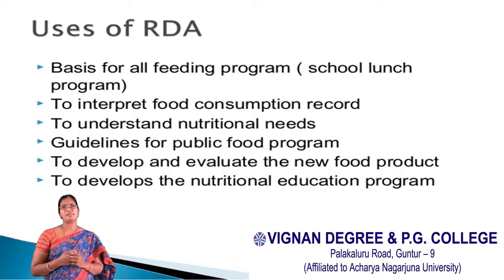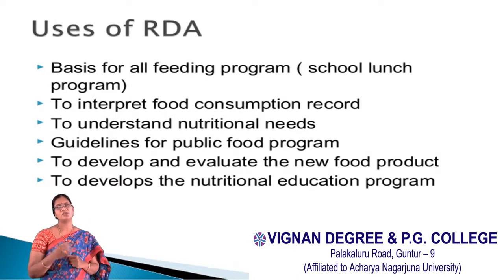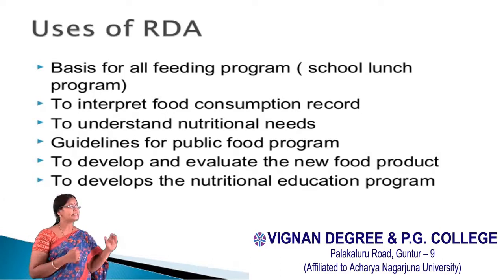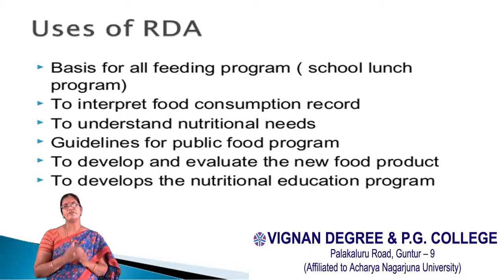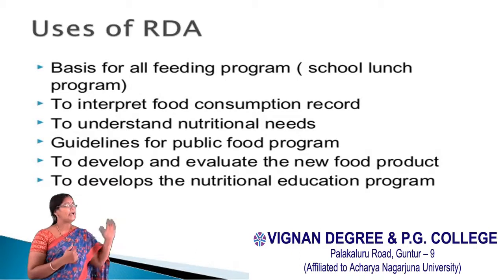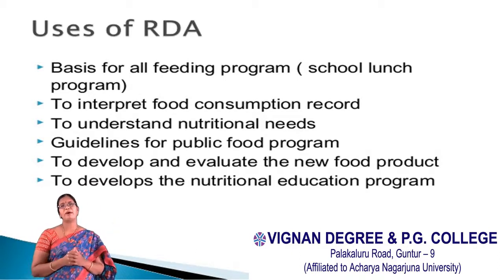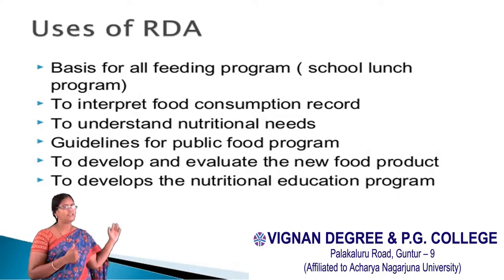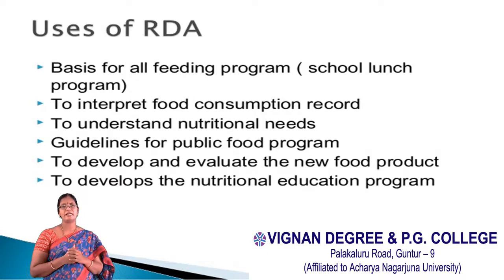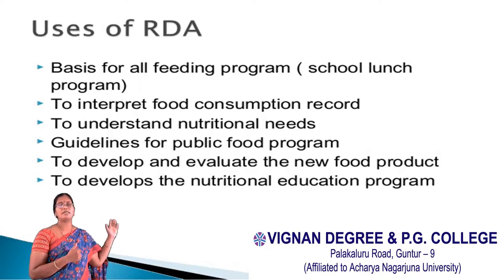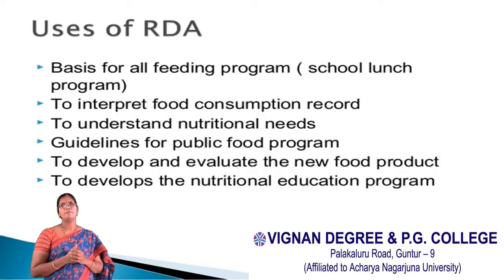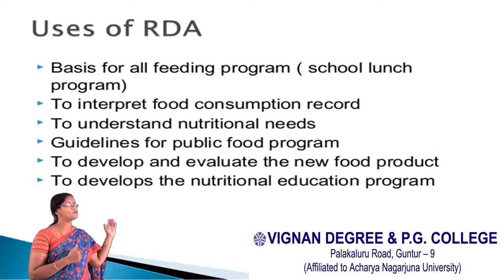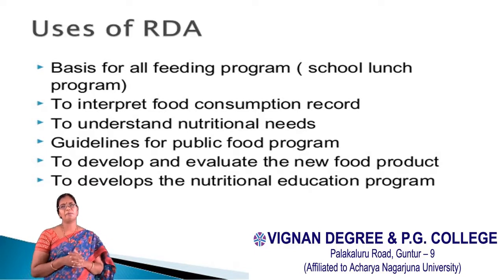Next, RDA is used to interpret food consumption records, and it is used to understand the nutritional needs of different categories of people. And this RDA forms the guidelines for public food programs. And by this RDA, we can develop a good food diet for the children. So these are the RDA values for different categories of people. Thank you all.